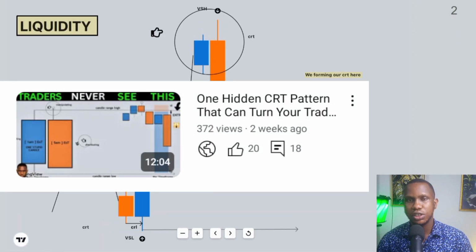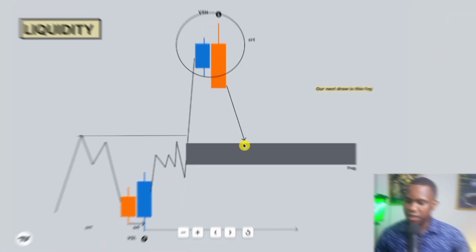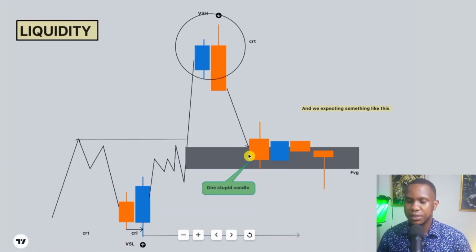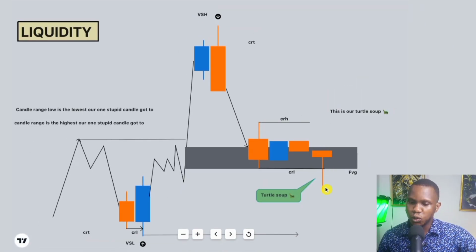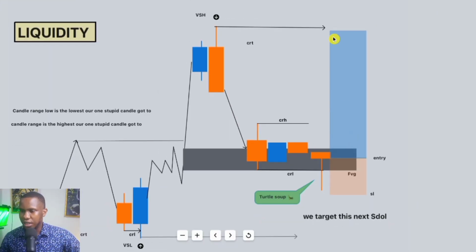You can watch the one stupid CRT plus structure trick that takes losers to masters after this video to help you understand this more. We'll move to our next structural draw on liquidity, which is our fair value gap. So before we can trade to the upside here, we are expecting something like this. This is our one stupid candle, and this is the candle range low, and this is the candle range high of it. Can you see we are having our total sweep right here? We can make our entry, stop loss, and we target this next structural draw on liquidity, traders.